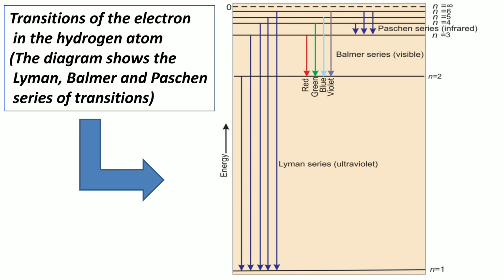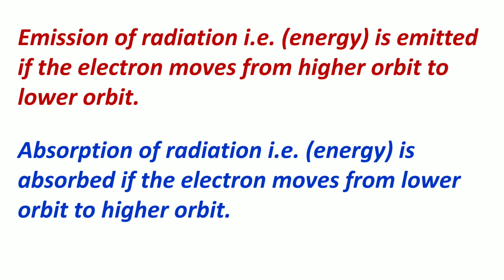For the Paschen series, the value of n1 is 3 and transitions occur from the 4, 5 and 6 energy levels. The Paschen, Brackett and Pfund series will appear in the infrared spectral region. So emission of radiation, that is, energy is emitted if the electron moves from a higher orbit to a lower orbit, and absorption of radiation, that is, energy is absorbed if the electron moves from a lower orbit to a higher orbit.